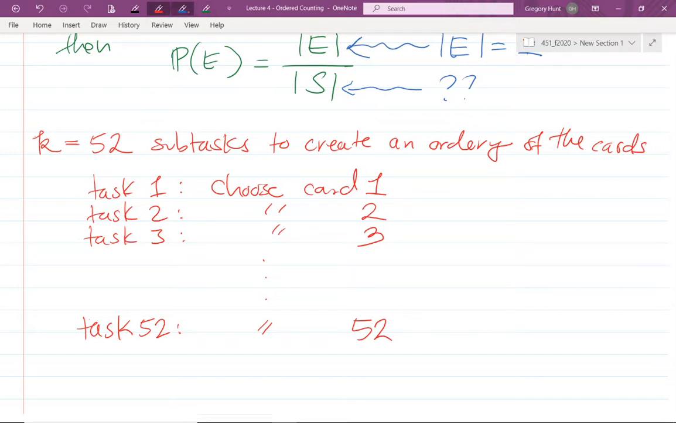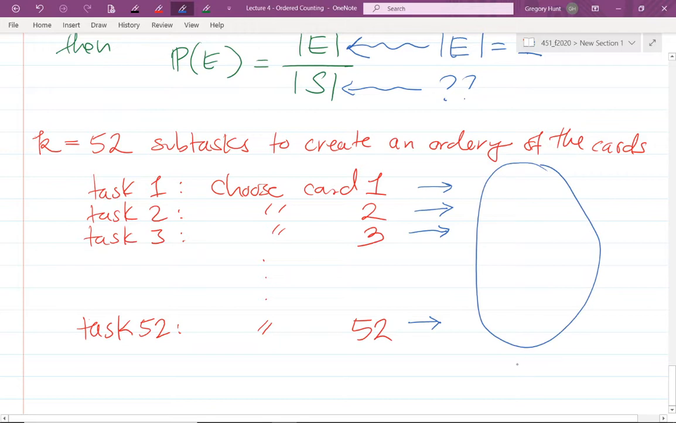If I want to apply my fundamental theorem, I just need to count for each of these tasks how many ways I can do task 1, task 2, task 3, etc., all the way up to task 52, and I'll get some numbers, and then I multiply them. This is just a really long application of the fundamental theorem of counting. So how many ways can I do task 1? How many ways can I choose the first card? Well, I can choose whatever I want as the first card in my ordering, right? So of 52 cards, I have 52 choices.